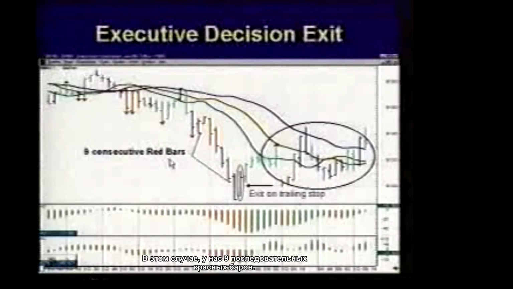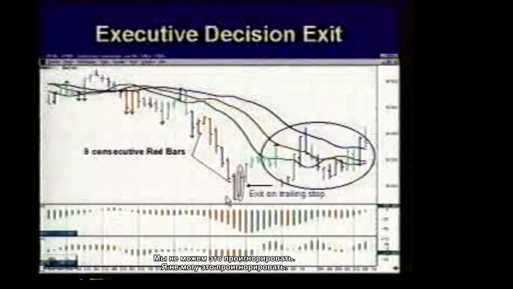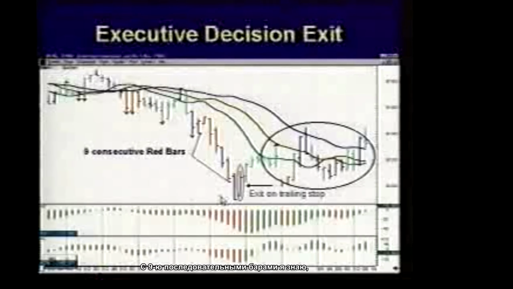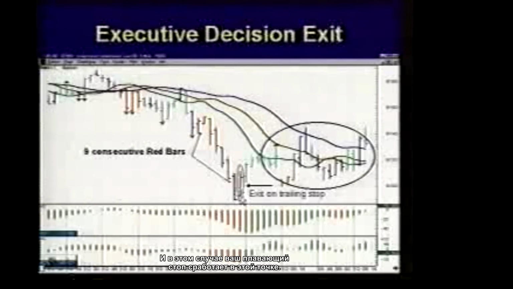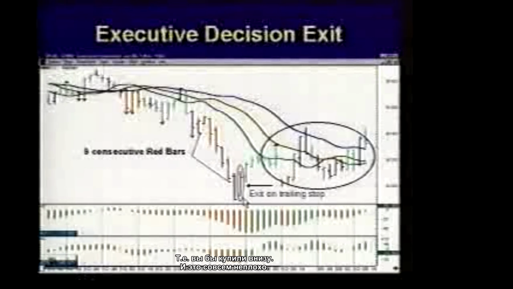Here's another one. In this case, we had 9 consecutive red bars. You cannot ignore that. I cannot ignore that. With 9 consecutive red bars, I know the market is going to pull up. Usually it pulls up pretty drastically. And at this point, your trailing stop would have had you stopped out here, so you'd have bought the bottom. Not a bad place to be.